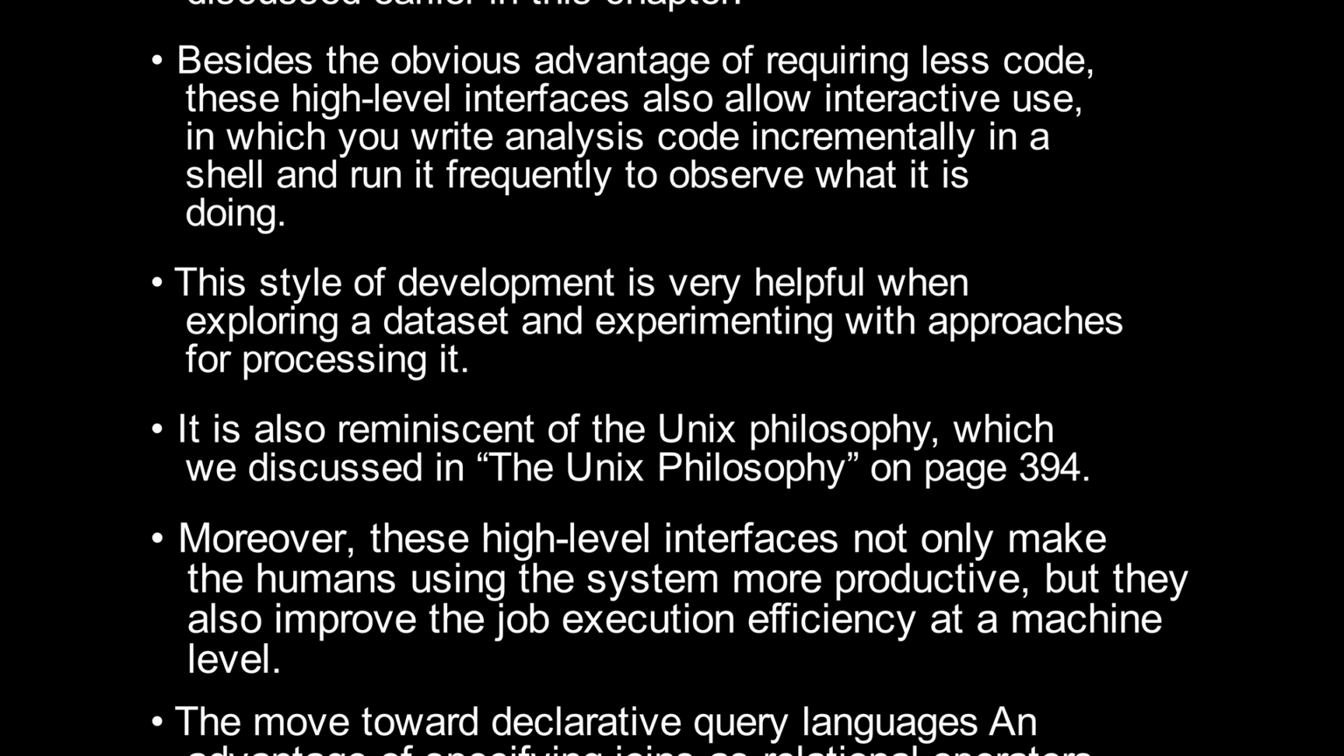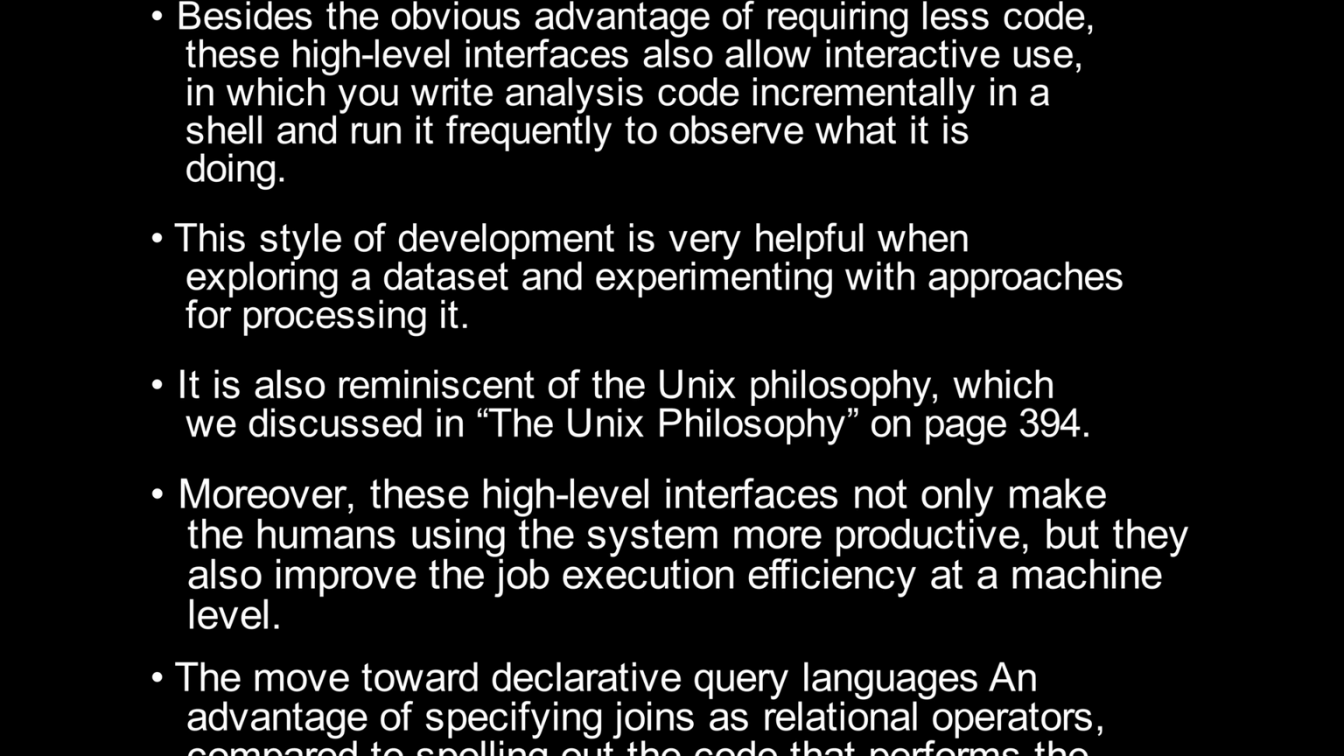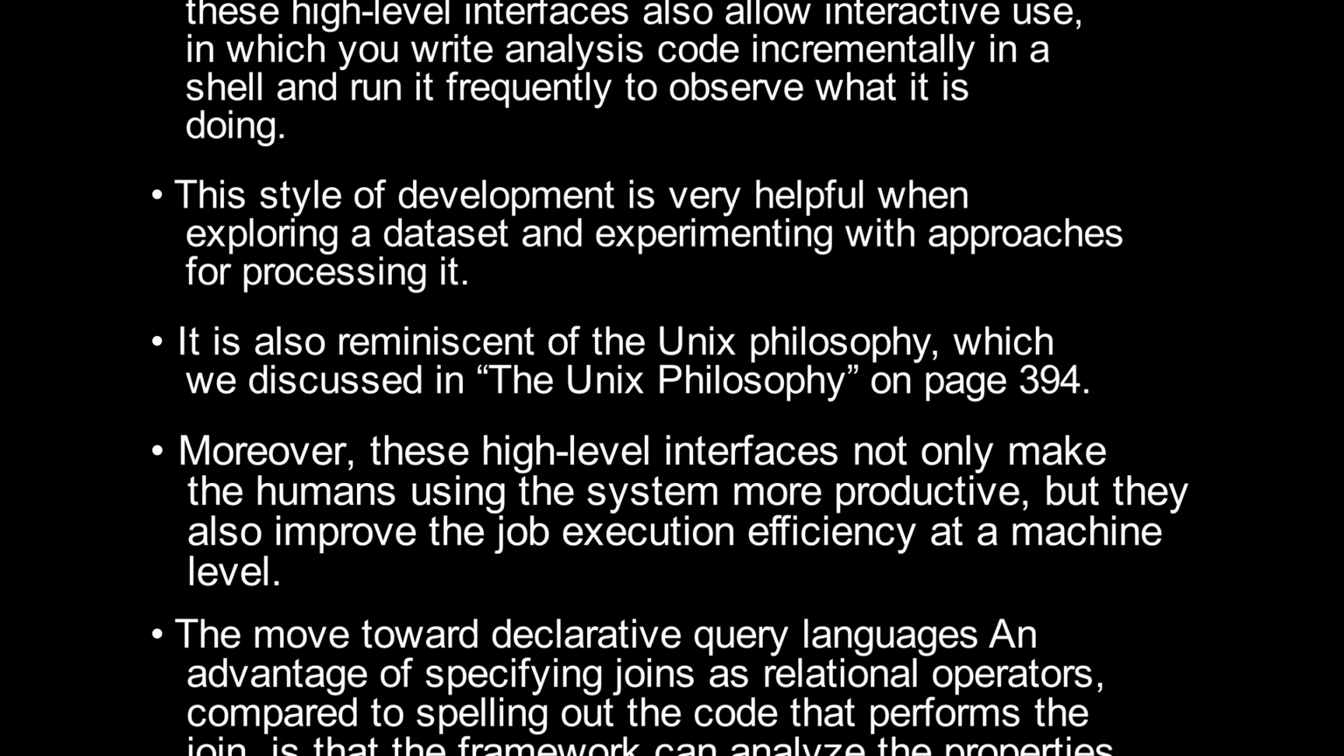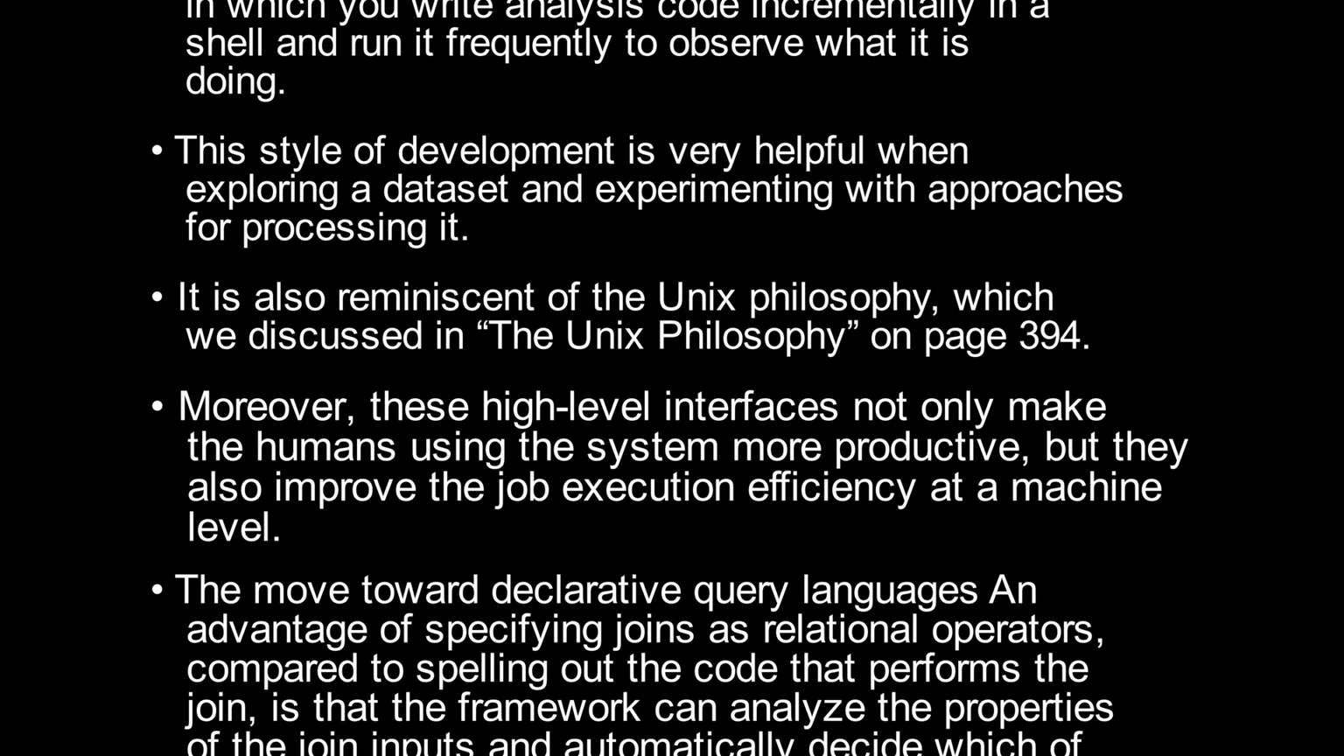Moreover, these high-level interfaces not only make the humans using the system more productive, but they also improve the job execution efficiency at a machine level.